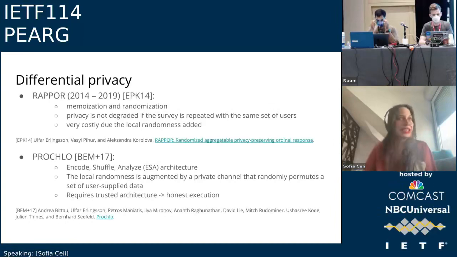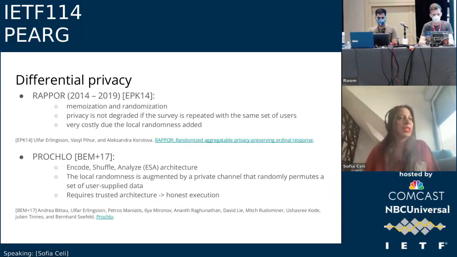There are two basic schemes that support differential privacy that have actually been deployed in the real world. The first one is RAPPOR, which was supported from 2014 until 2019. Basically, it uses the same idea of adding local random noise to the statistics taken from users, and also uses memoization. The problem with this scheme is that it is very costly, because locally you have to add all of this randomness.